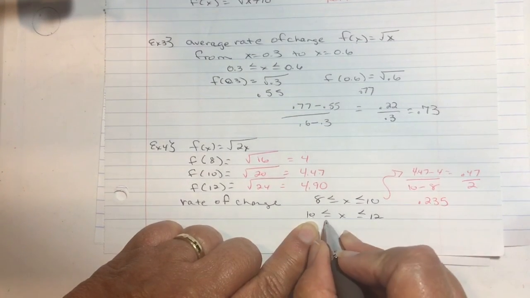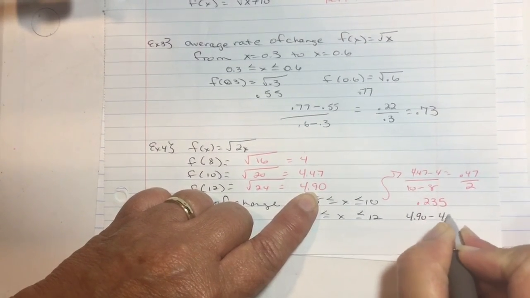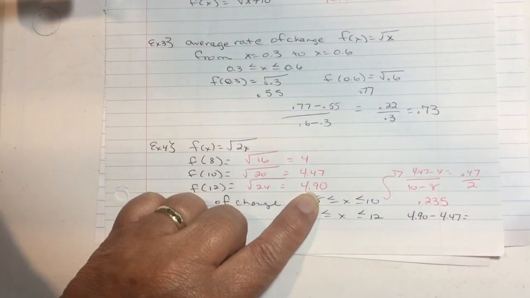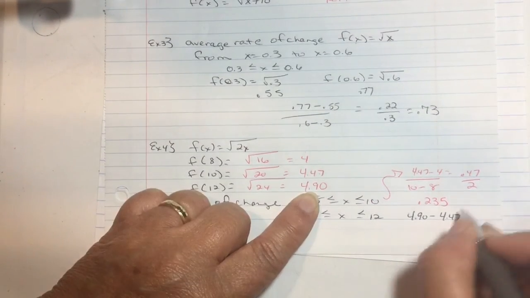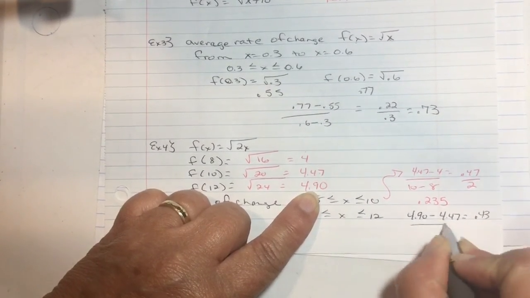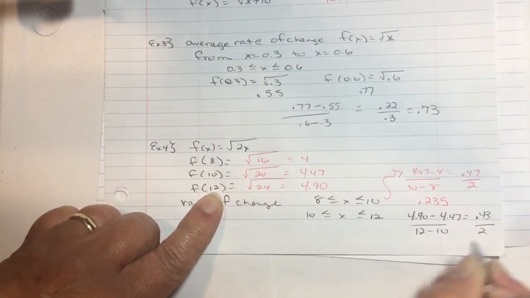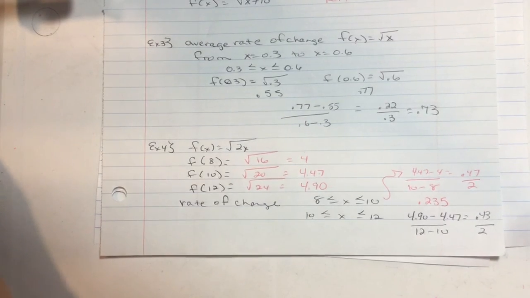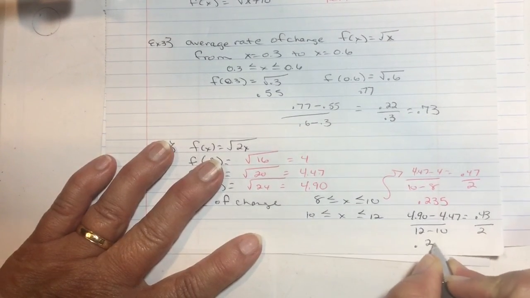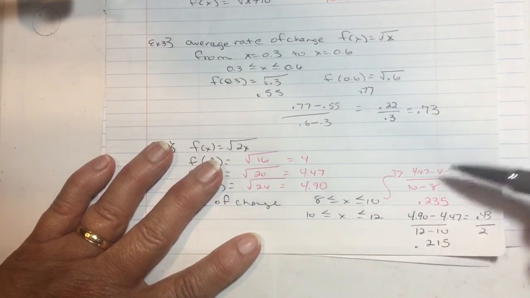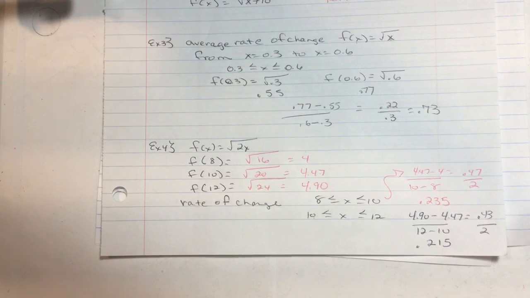Okay, the rate of change from 10 to 12, you're going to take your 4.90 and you're going to subtract your 4.47. And then your 12 minus 10. Do the division, and you have a rate of change of 0.215. So this interval has a slightly higher rate of change than this one.